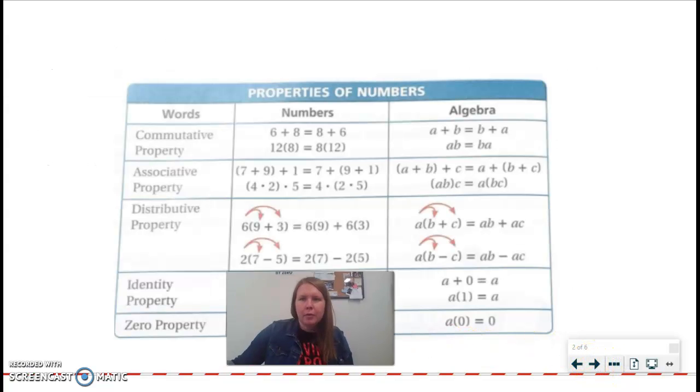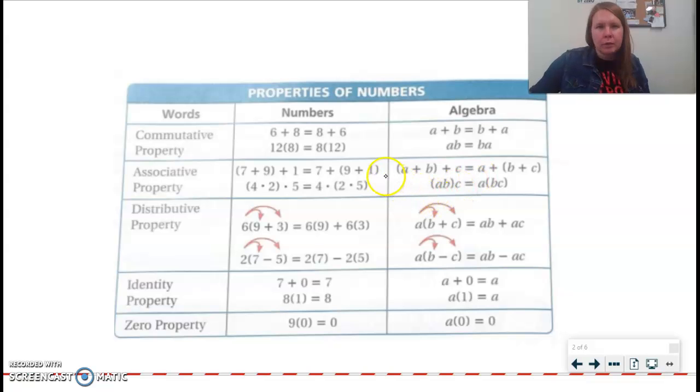So here are my different properties, and I want to take a look at these as we go through. You have your commutative property. Here it is in number form. For the most part, they didn't give you the actual textbook definition. They give you that number format to help you describe it, but you can also see it here in your algebra form too.